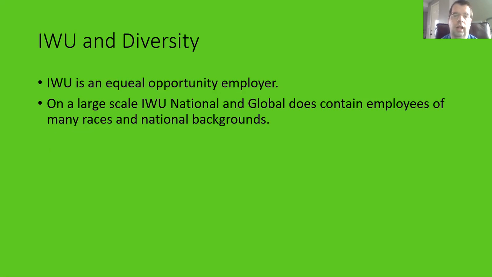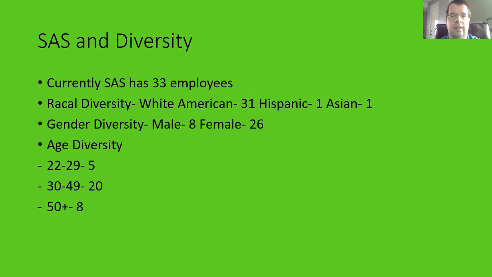IWU and diversity. Diversity refers to the spectrum of different races, religions, genders, national origins, etc., that exist within an organization or exist within a community. And on a large scale, IWU National and Global does contain employees of many different races and ethnic backgrounds. This is a thing that National and Global has done fairly well on a big bird's eye view level. But where it comes to student account services, the diversity is a little less obvious, a little less straightforward. We're not as diverse of a group as the rest of the university.